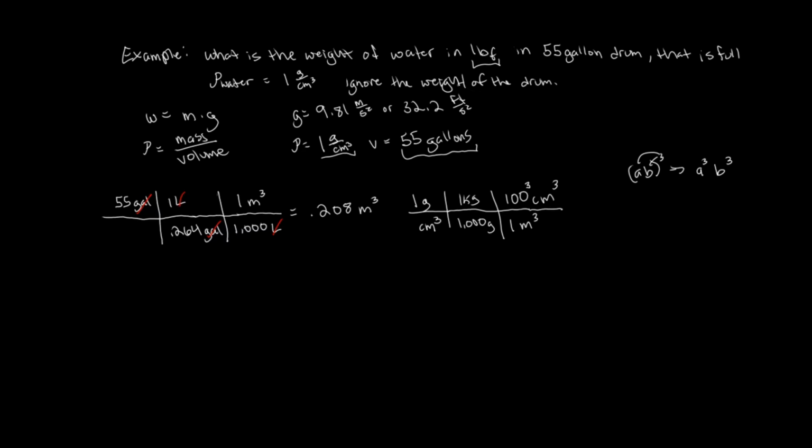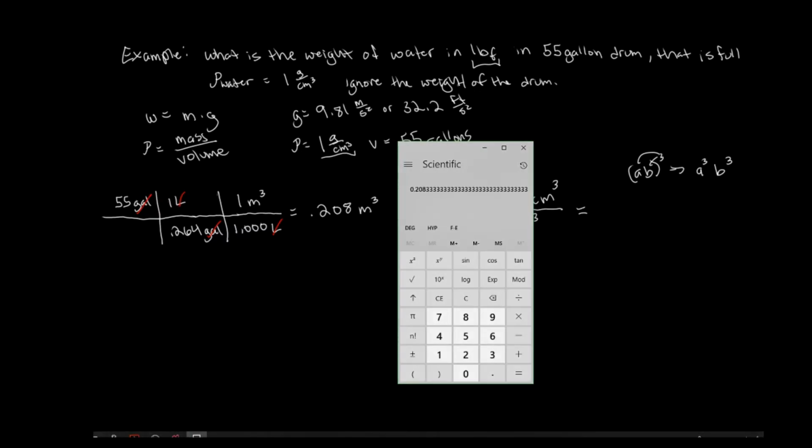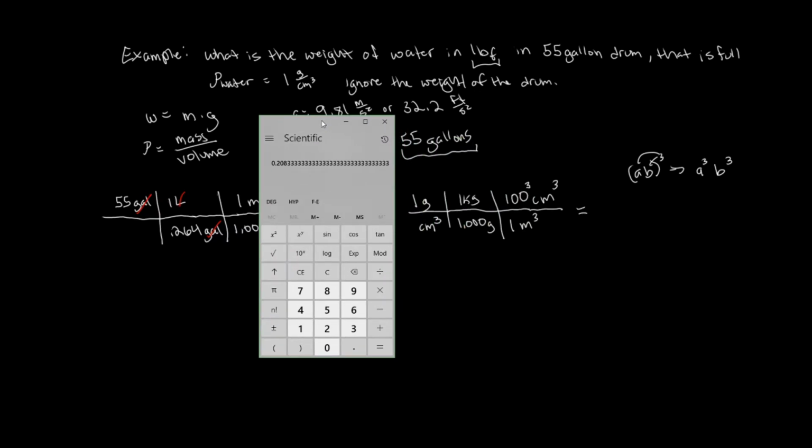Okay? So with that written out, let's find out what that's equal to. Let's break out our calculator. So we're going to take 1 divided by 1,000. And then we're going to multiply this times 100. And we're going to cube that.